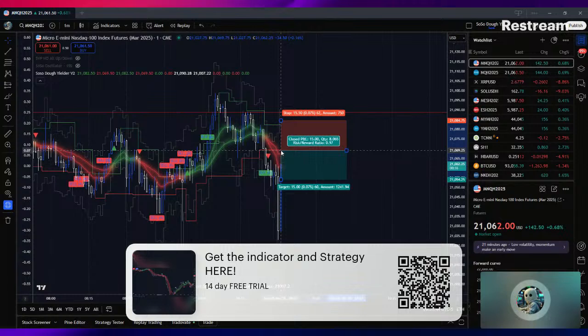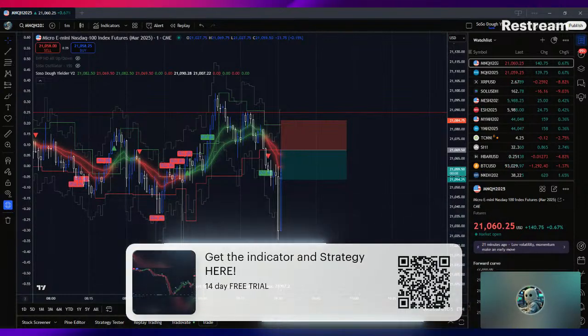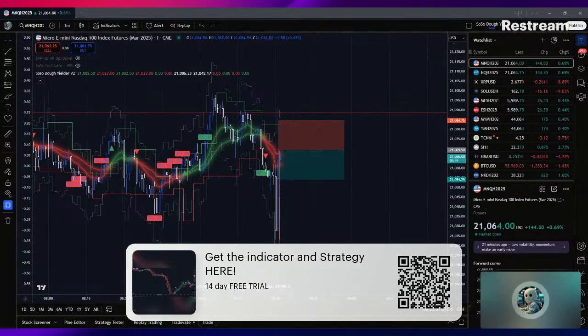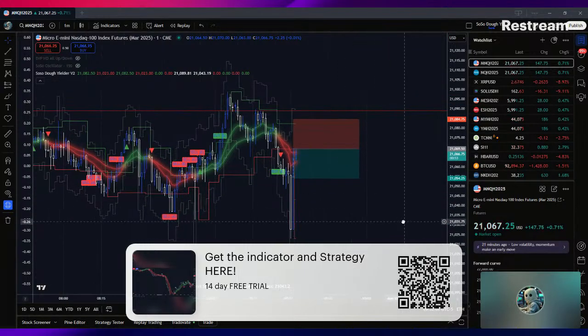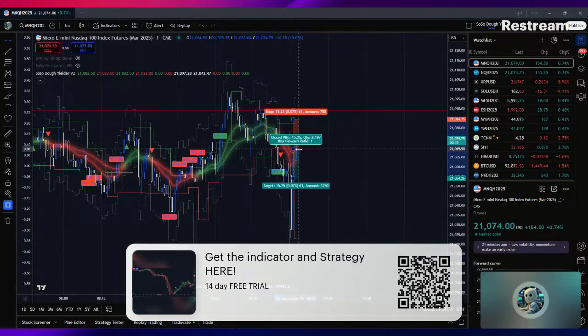All right, so I got filled on that 69.50 short. 15 points down to 54.25. All right, so that got filled. So that's 15.25 points. So this trade completed.